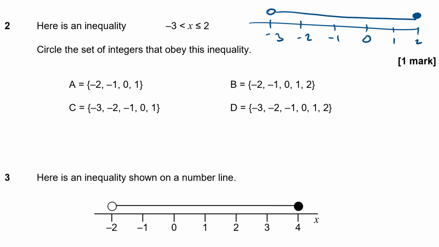Okay, so if you think about the whole number values that lie between those two limits, then I can't have minus 3 because I've got an open circle there. It's strictly greater than minus 3. I could have negative 2, I could have negative 1, I could have 0, I could have 1, and I can have 2 because I've got a closed circle at the other end. Okay, so the numbers that are acceptable are minus 2, minus 1, 0, 1, and 2, so it is B. It's that one there, isn't it? Okay.